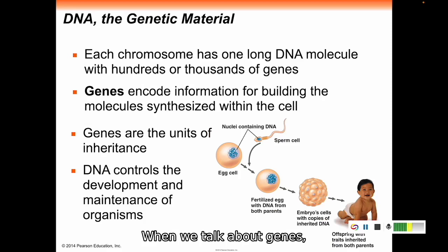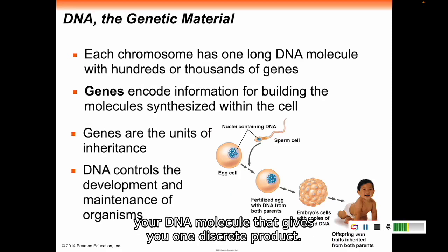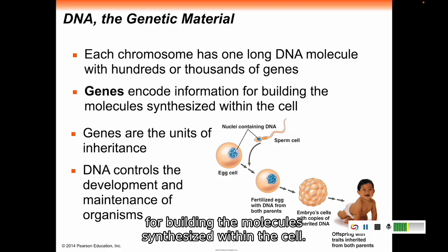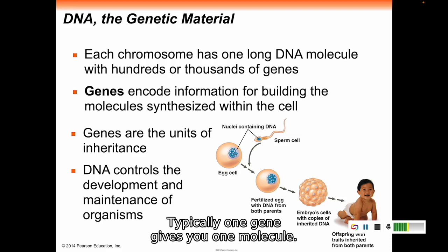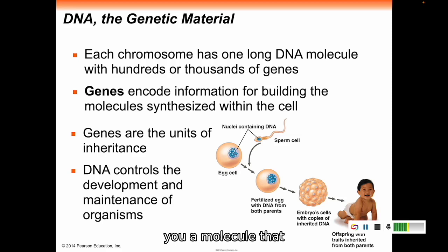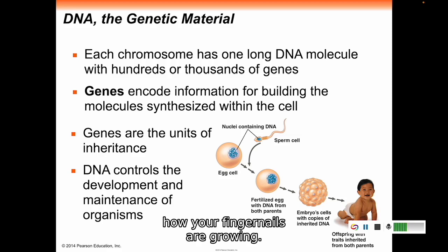When we talk about genes, we mean one discrete part of your DNA molecule that gives you one discrete product. So genes encode the information for building the molecules synthesized within the cell. Typically, one gene gives you one molecule. So you might have the gene that gives you the molecule that gives you your eye color. You might have another gene that gives you a molecule that determines how well you form freckles or if you sunburn. Another gene that determines how your fingernails are growing. So you have just distinct little genes.